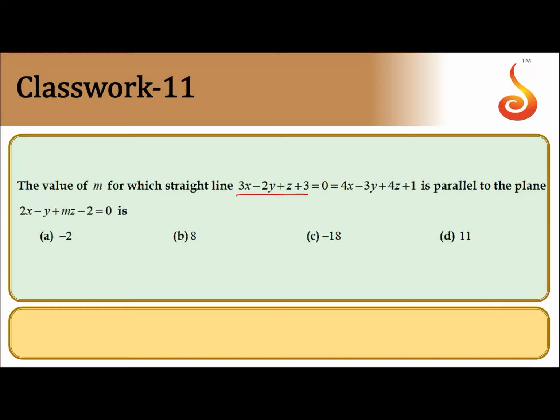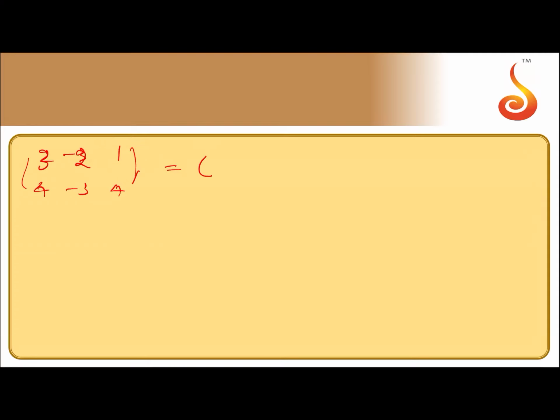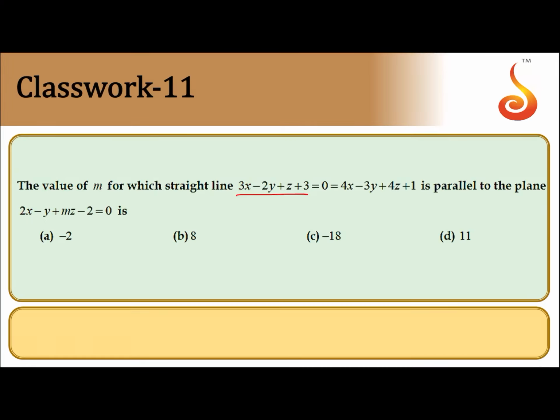Because the line is represented by the two planes, the cross product of the normal vectors is nothing but the DRs of the line. So they are given by, I hope you'll be getting, minus 8 plus 3, minus 5, 4 minus 12, minus 8, and minus 9 plus 8, minus 1. And these are the DRs of the line.